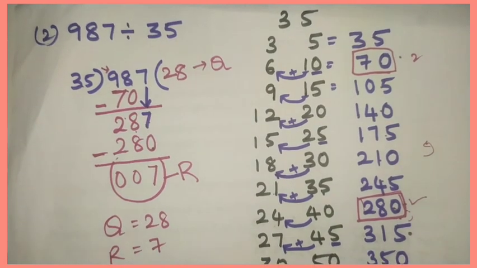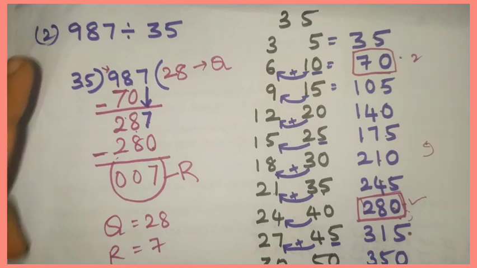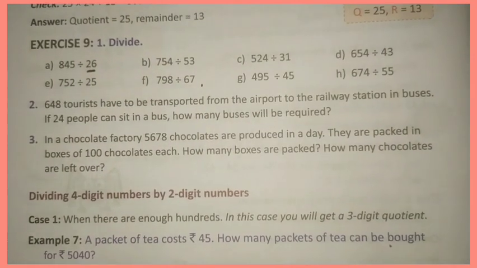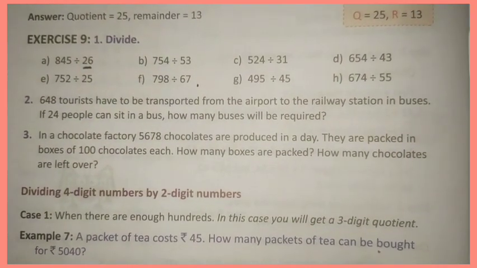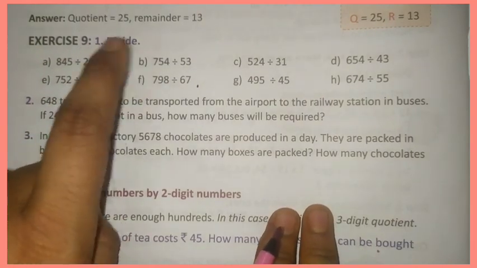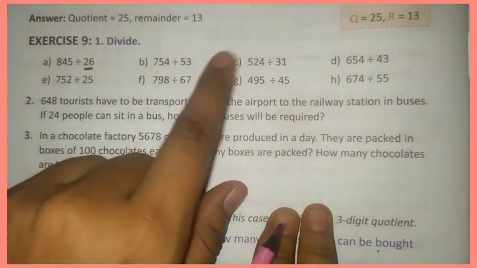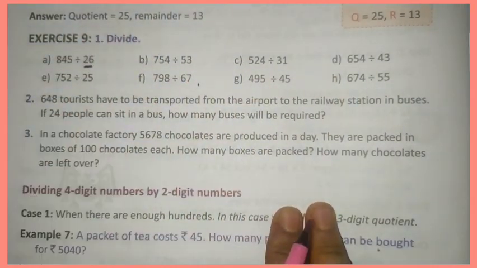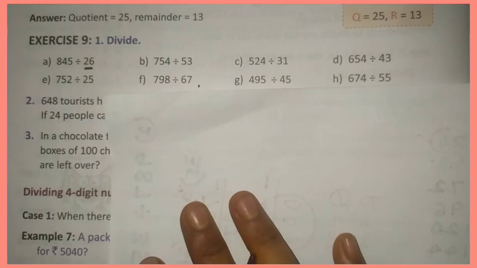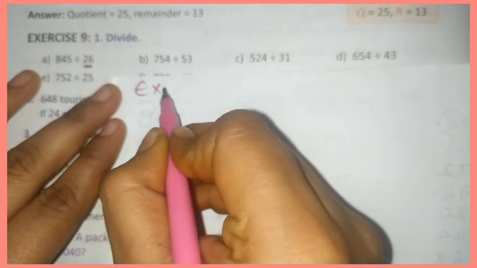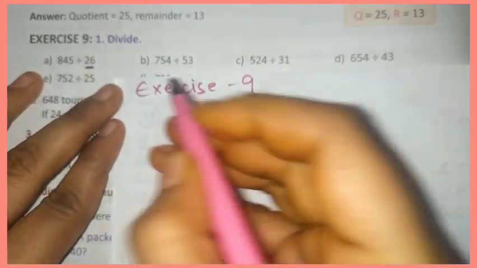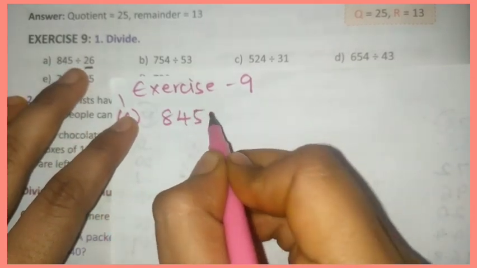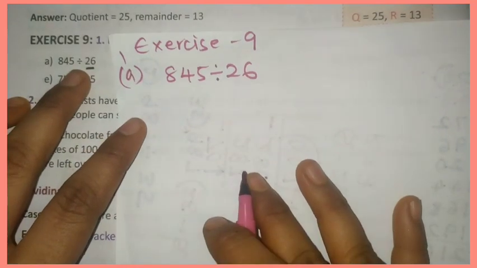Like this, you have to do divisions of a 3-digit number by a 2-digit number. Now, look at textbook page number 134, Exercise 9. Divide. Look here, all are above 20 only. You have to do all of this. In this, I will explain 2 problems for you. Look here, Exercise 9, A question, first bit: 845 divided by 26.